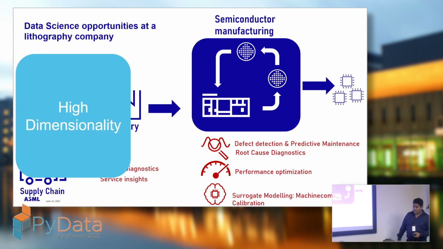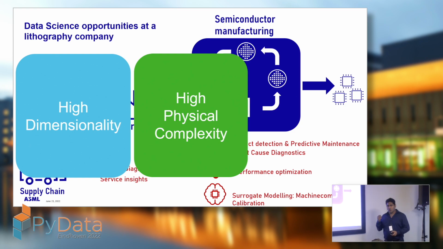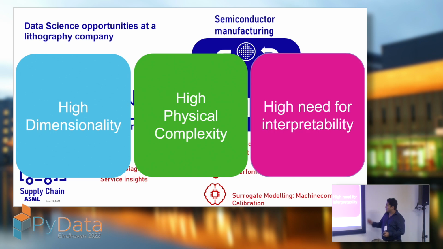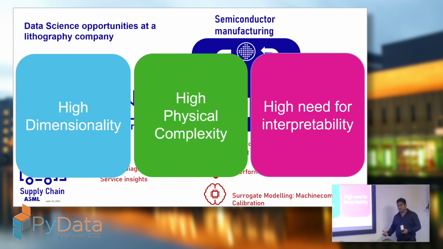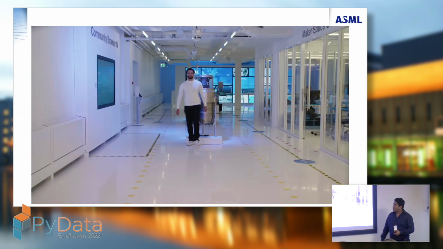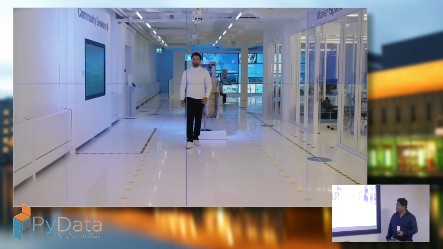The data is high dimensional. It's also physically complex problems. You want to model physically complex problems, and the models which we build need to be interpretable. That's also a challenge for us. You can't just build a black box model, because your domain expert or your fab engineer needs to understand this model at a great level so that they can use them. Lastly, a few more things about the machine, then I will zoom into the data science part.